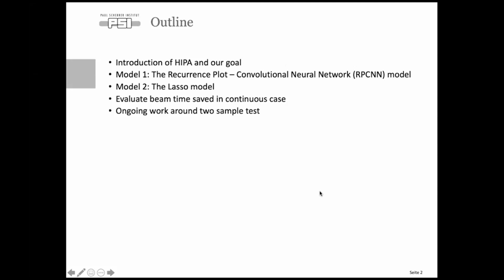So first, I will give an introduction about the machine we are based on, the so-called Hipaa machine, and our goal. And then I will introduce you our first model. It's called the Recurrence Plot plus Convolutional Neural Network model. And then a second model, the Lasso model, which is much simpler and with another idea behind. And we are also going to introduce our evaluation metric of the beam time saved by those models. And in the end, I will also introduce some ongoing work around two-sample test.